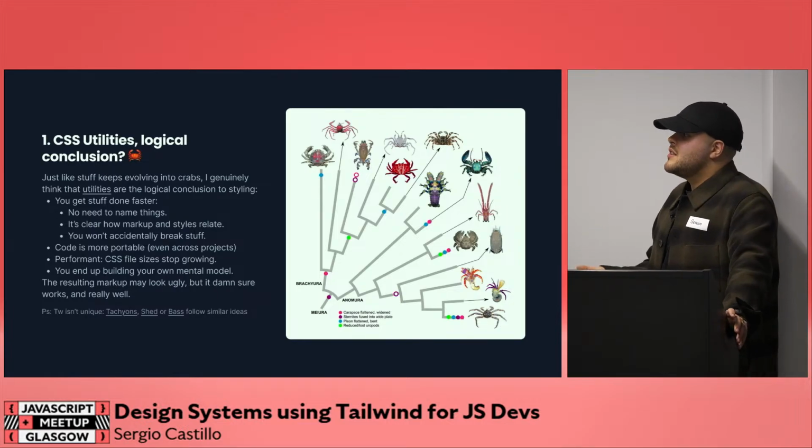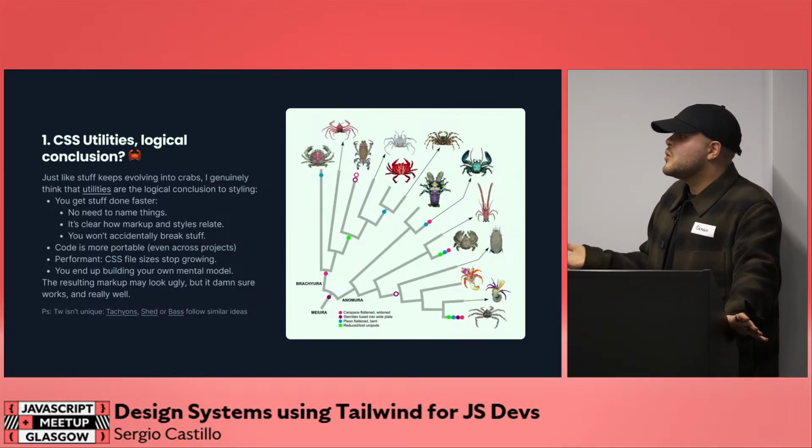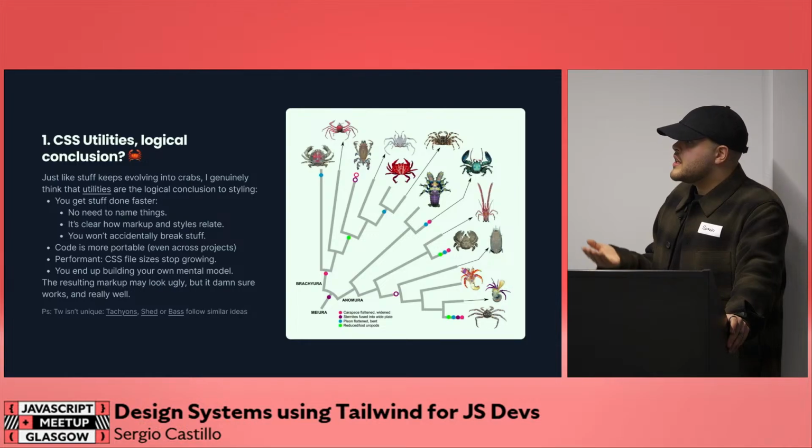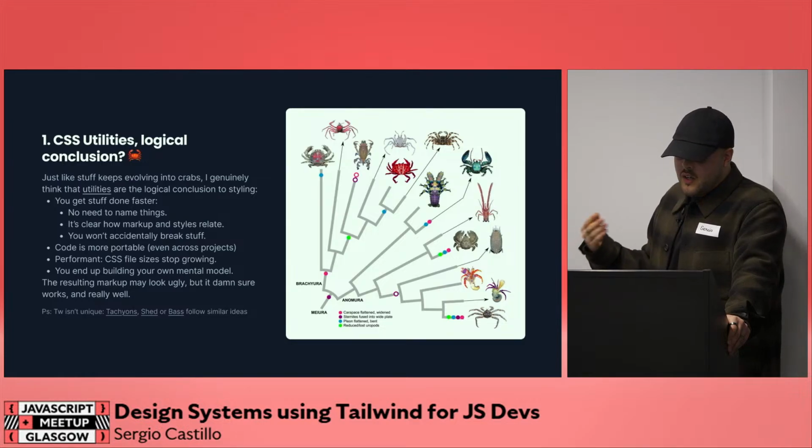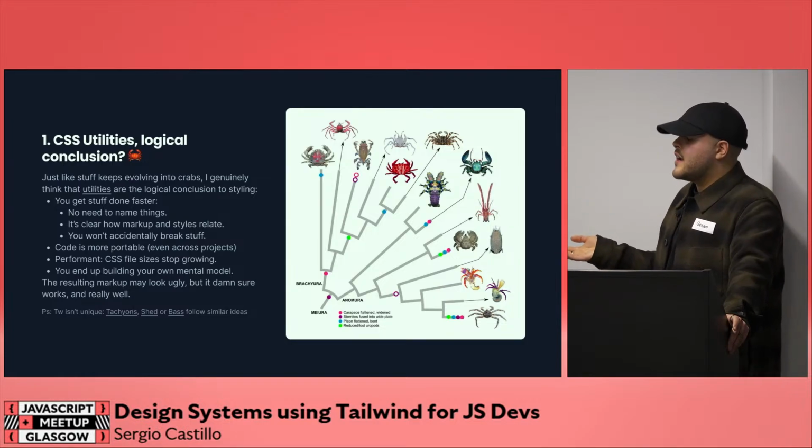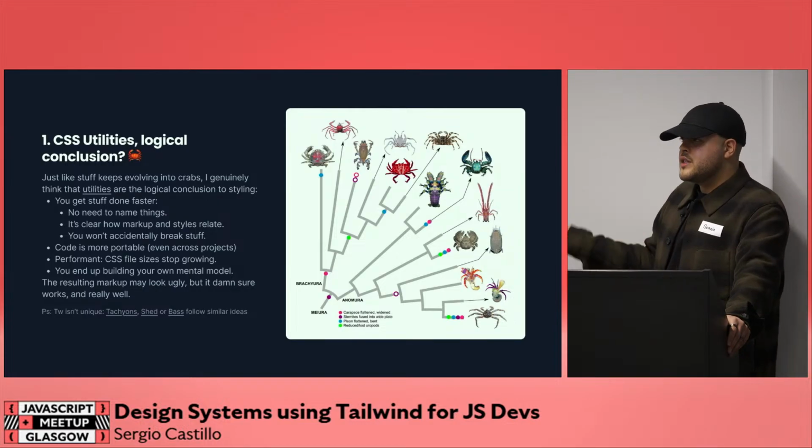If you don't like Tailwind, because you just don't like how it works, there are other CSS frameworks that also do utilities. There's Tachyons, which is the most popular one. There is Shed or Base that I haven't really used, but I've looked at what they do, and it's just the same idea.